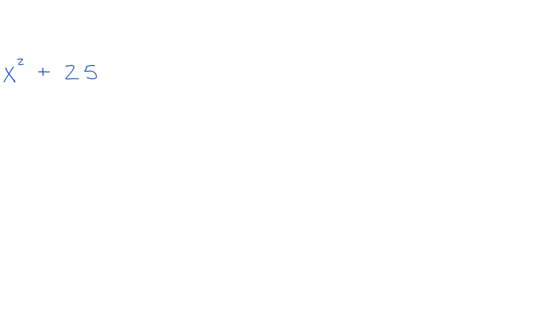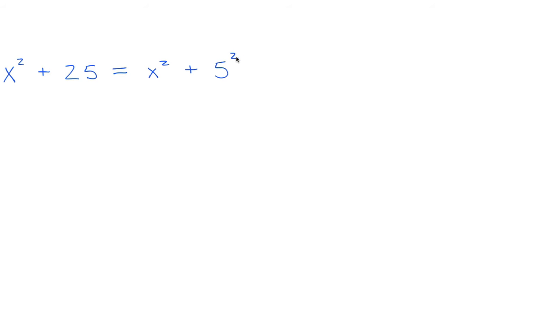x squared plus 25 is called a sum of squares because we can write it as x squared plus 5 squared. So it is two squares being added together. Basically, a sum of squares is never factorable, is what you'll find. So why is it never factorable?